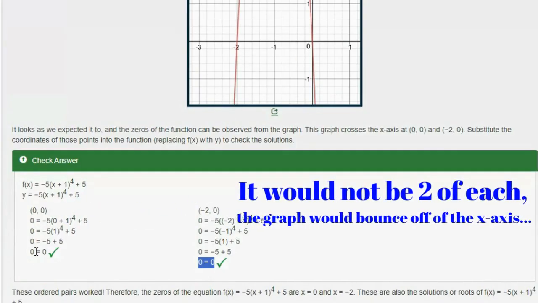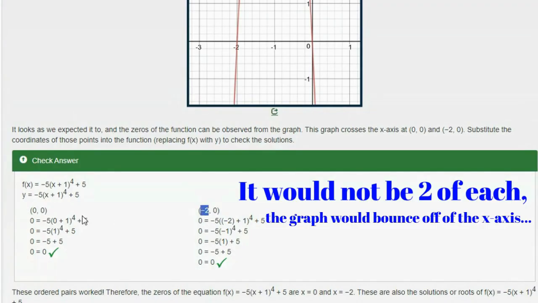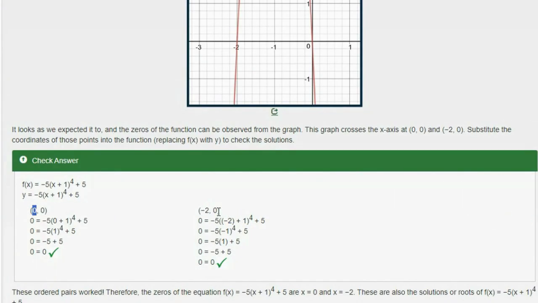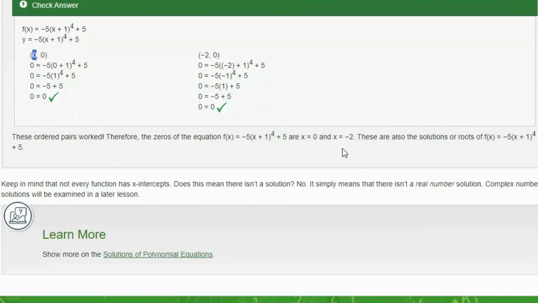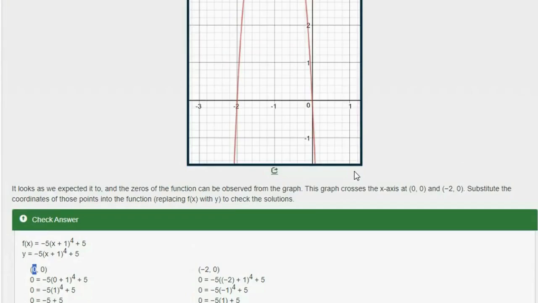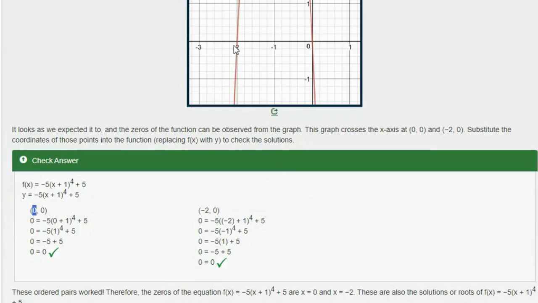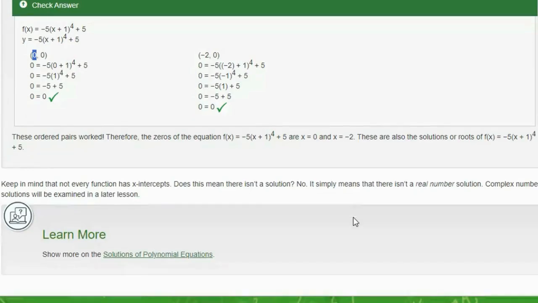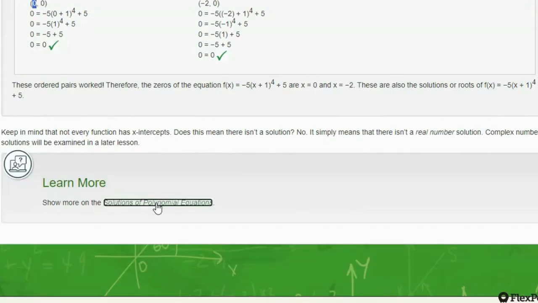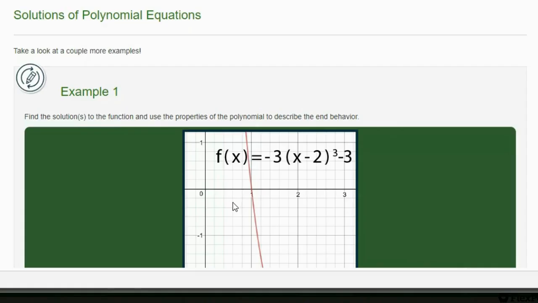It might be 2 solutions of negative 2 and 2 solutions of 0, or it could be 3 of 0 or something like that. But we know that these are the real number solutions. There's at least a real number solution at negative 2 and 0. And actually, the others are imaginary because we're going to learn in a minute that there can't be 2 solutions of either one of those. More on solutions of polynomial equations.